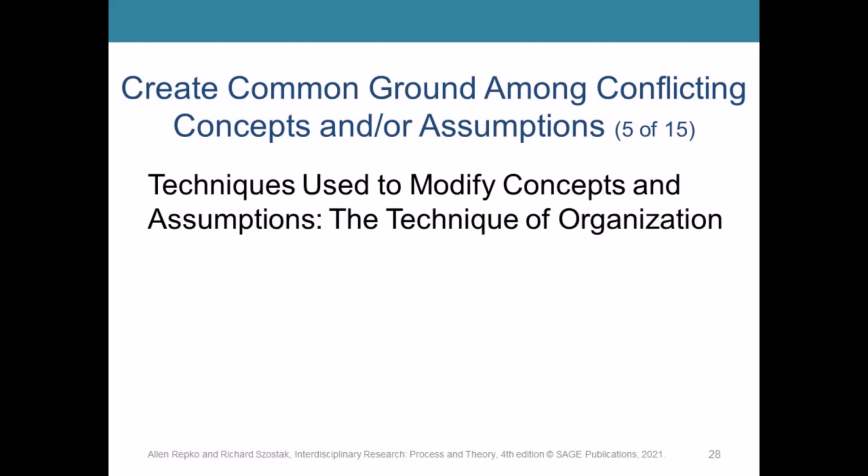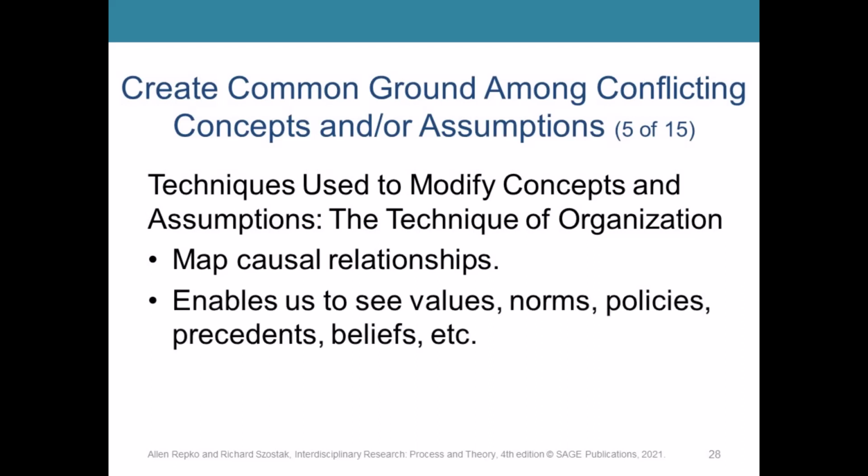The second technique is organization. Use this one when insights appear to conflict because the authors are talking about different parts of the same phenomenon. The goal is to map the overall relationships between variables. This map allows us to see relationships that we might not otherwise be able to identify, as well as the influences of cultural values, social norms, institutional policies, historical precedents, religious beliefs, and so on. Thus, the technique of organization can illuminate the context within which the phenomenon occurs.